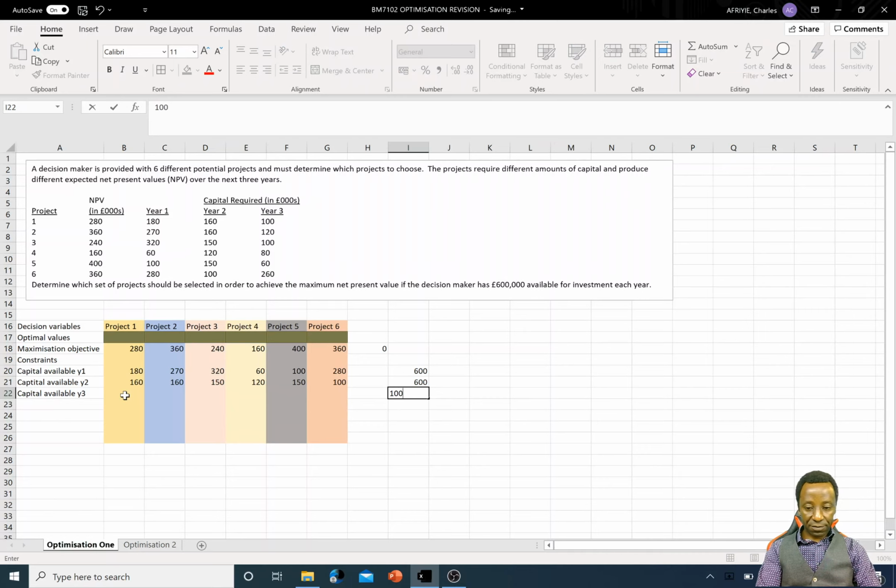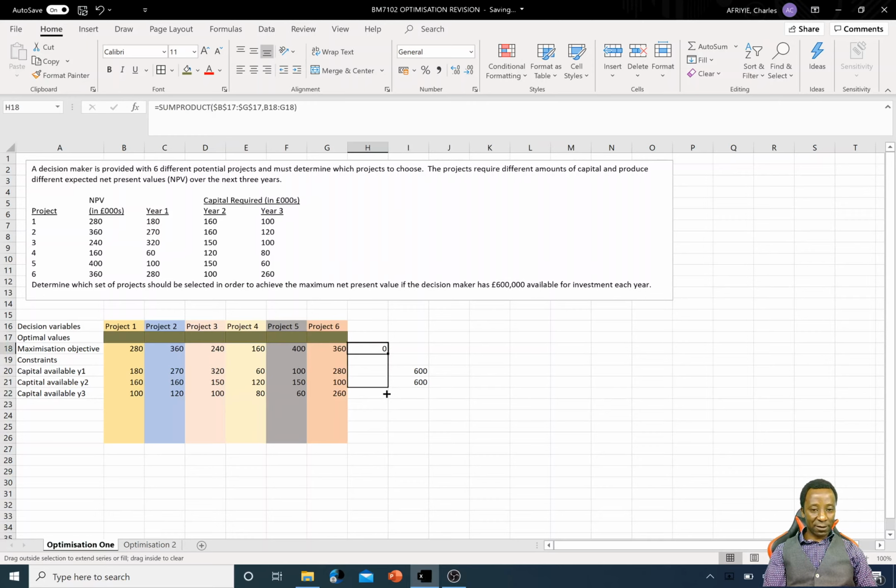Final year, we have final year for project 1, we have 100, we have 120, we have 100, we have 80, we have 60, and 260. Hopefully I haven't mistyped any figure there. So that's how you set up your constraints. You look at the resource requirement for each of the decision variables, and you just slot it in under the right column. Now we can drag that formula down.